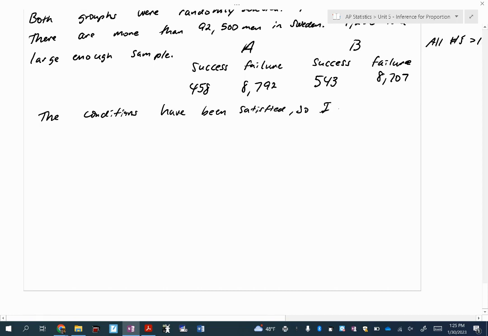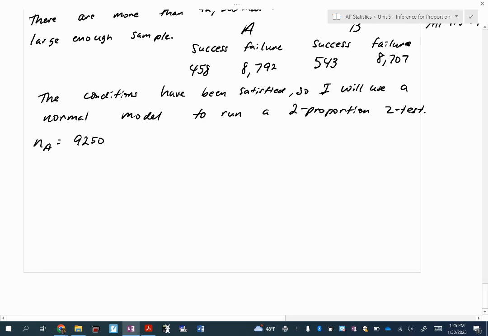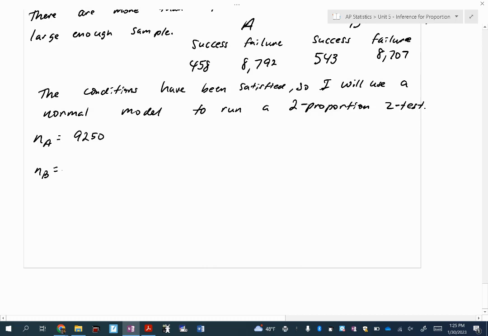So I will use a normal model to run a two proportion z-test. All right, so let's do our sample size for A was 9,250. Our sample size for B was 9,250. Again, those don't have to be the same.